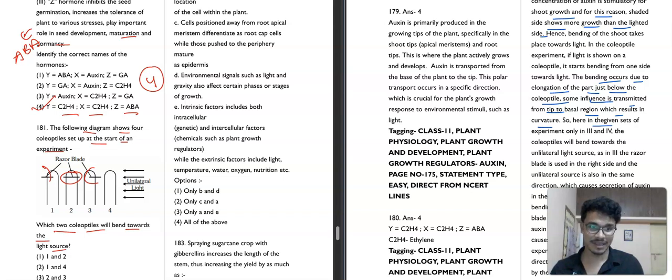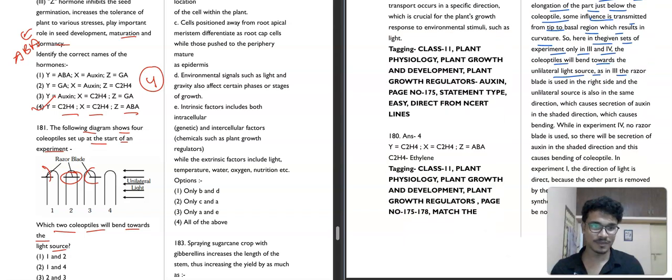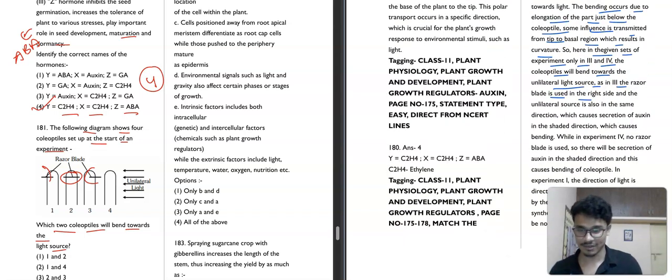So here in the given sets of experiment, only in 3 and 4, the coleoptile will bend towards the unilateral light source. As in the third, you can see that the razor blade is used in the right side. Okay, this is the right side. So for the unilateral source, the growth will be on the opposite side. So if it is the light side, the growth will be on the opposite side. So it will bend towards the light. The third will definitely bend towards the light. And in experiment 4, you can see that no razor is given. So there will be no obstruction. There will be secretion of auxin in the shaded direction, obviously, and this causes bending of coleoptiles. It is also bending of coleoptile. So the correct answer for this question will be option number 4.